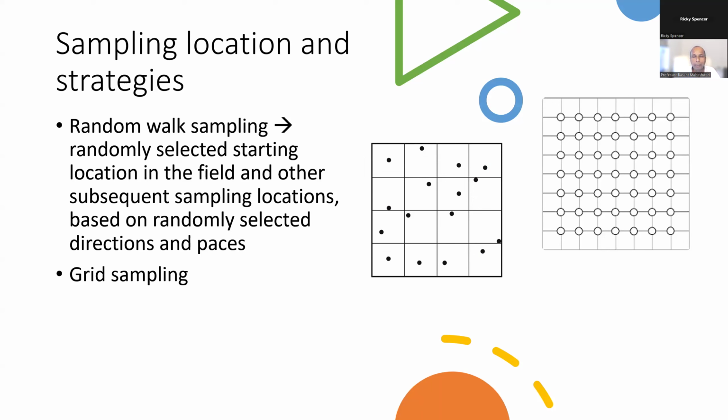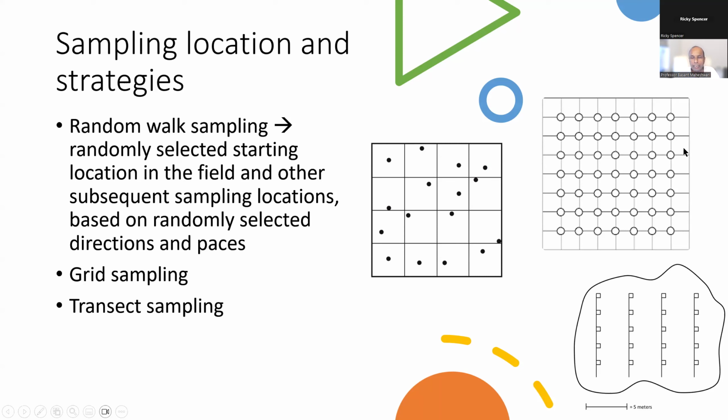Grid sampling. So this is a little bit more systematic. So we are sampling at each grid. So divide the land or area into a grid, and then at each point you take the sample. And transect sampling. So we have the walking transect in the area, and you take samples along each transect, and that's also a valid way to sample.